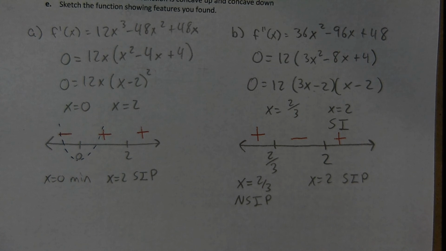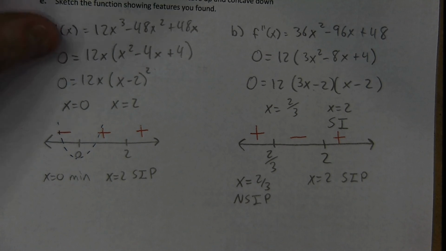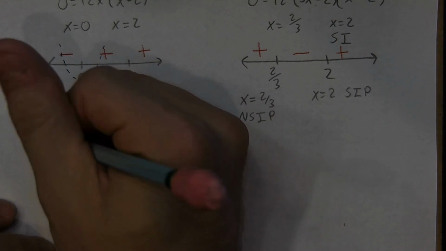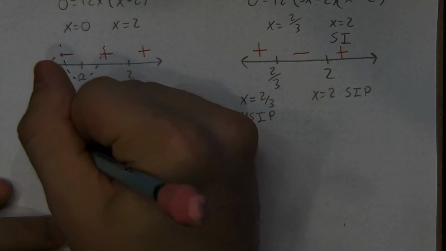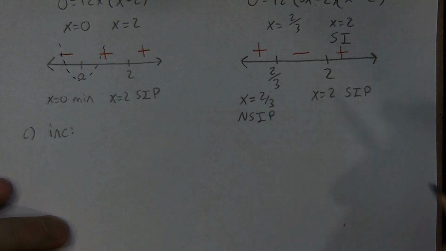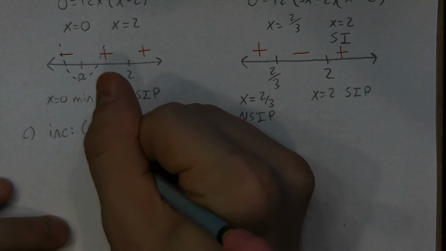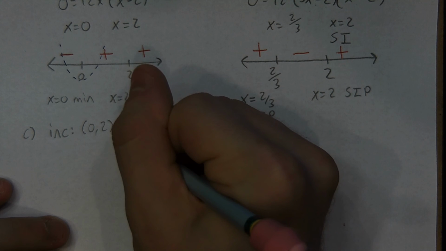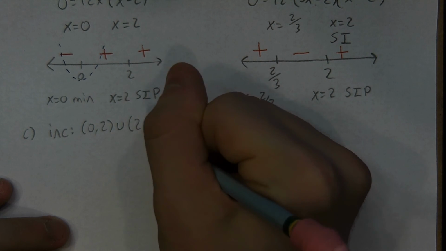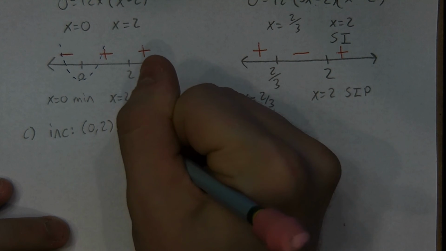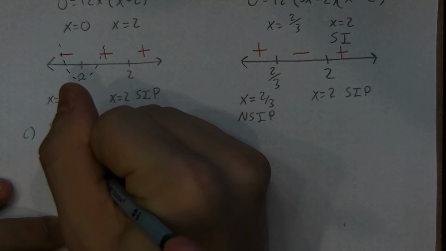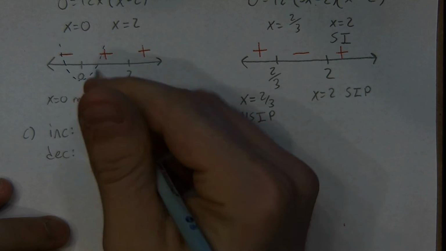Part C. It says, where's the function increasing and decreasing? Oh, well, that's coming from right here. So for C, we are increasing when our first derivative was positive. So from 0 to 2, and also from 2 to infinity. We are decreasing to the left of 0.